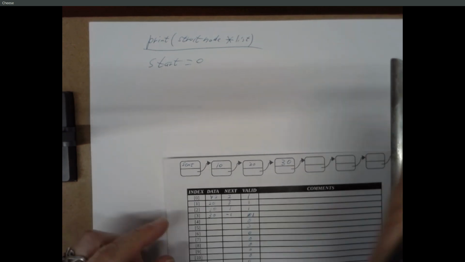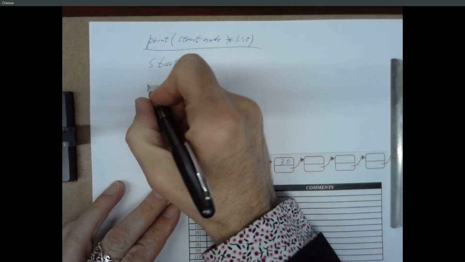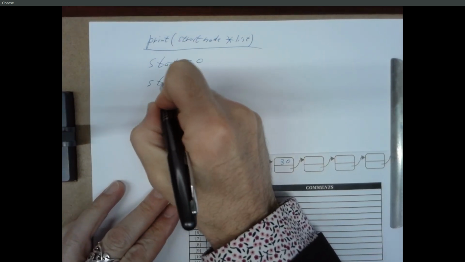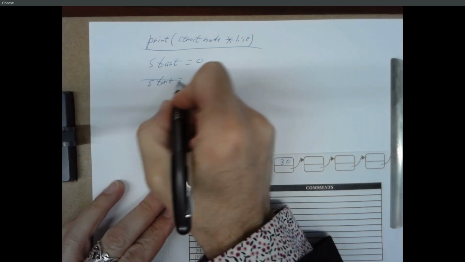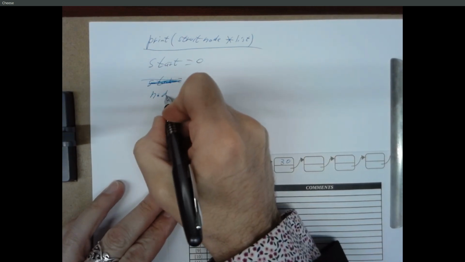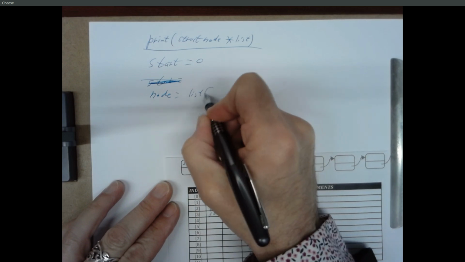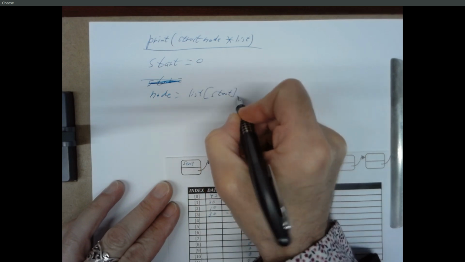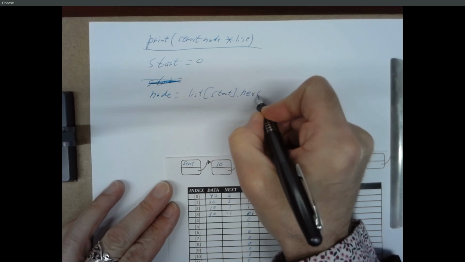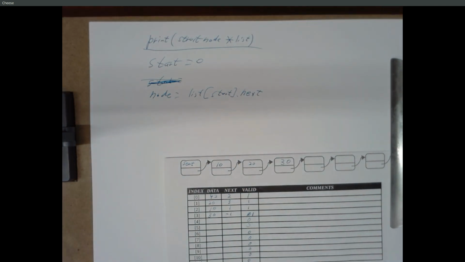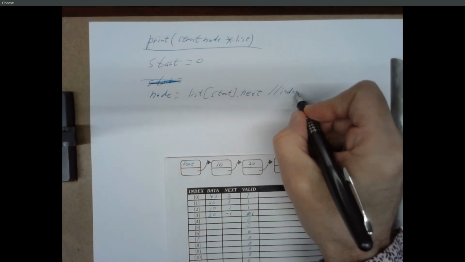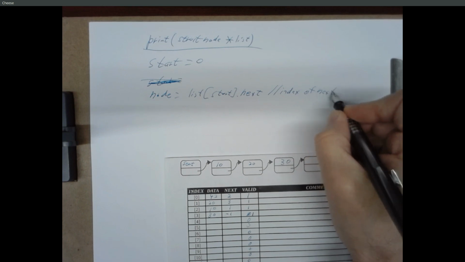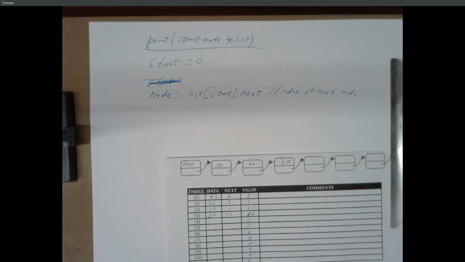And then I want to follow that, right, and say something like, I'll call it node. And look at list bracket start dot next. So this is the index of next node. Okay, or it might be something else other than the index of the next node. What might it be?